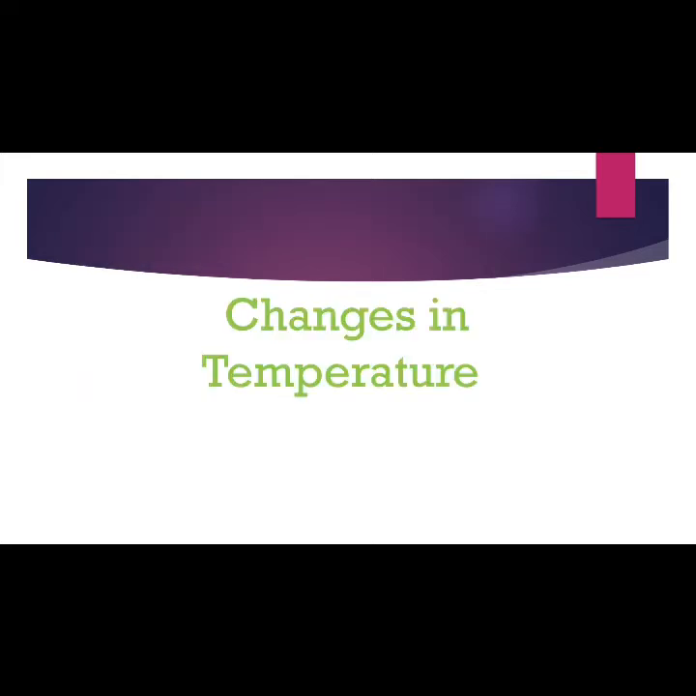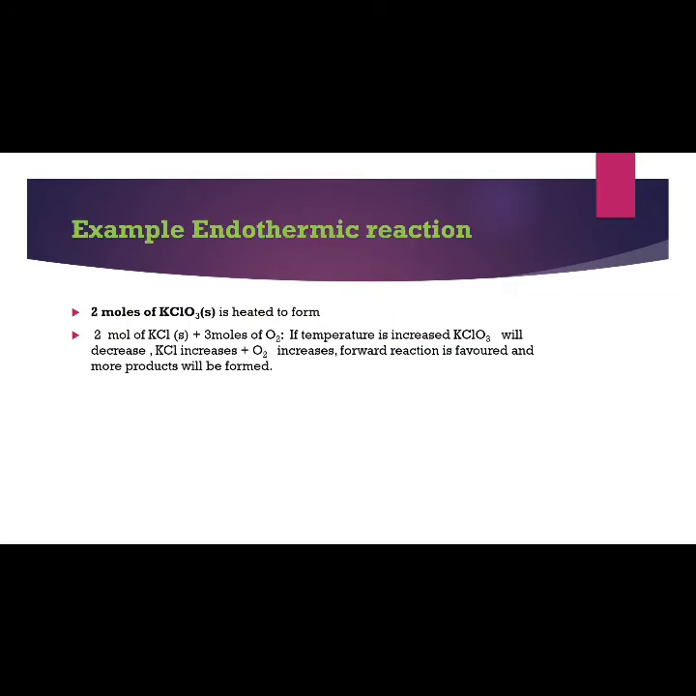Then let's look also at the changes in temperature. When increasing temperature in any reversible chemical reaction, the equilibrium shifts so as to favor the endothermic reaction where energy is absorbed, and a decrease in temperature favors the exothermic reaction. Exothermic reaction is where energy is released. Example in your textbook on endothermic reaction, page 217.